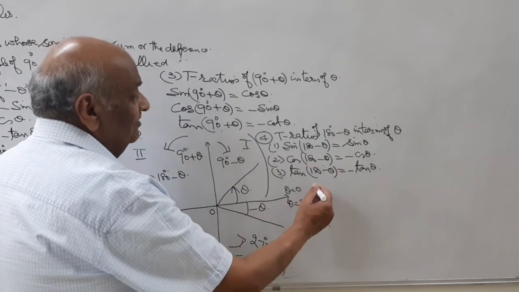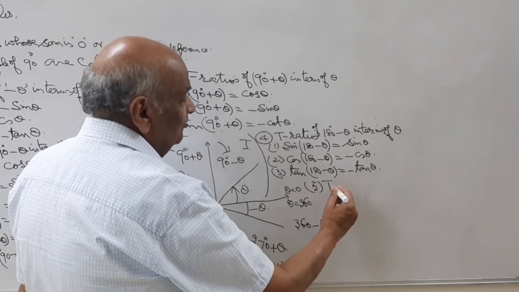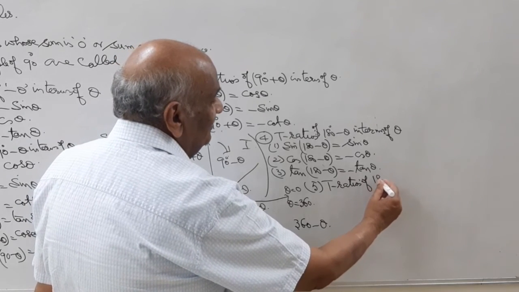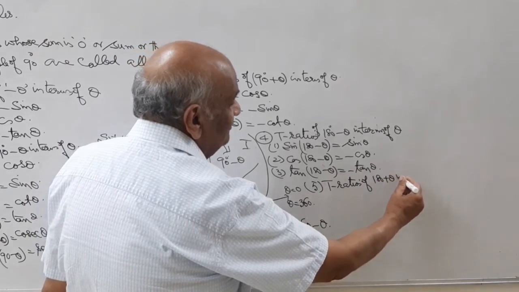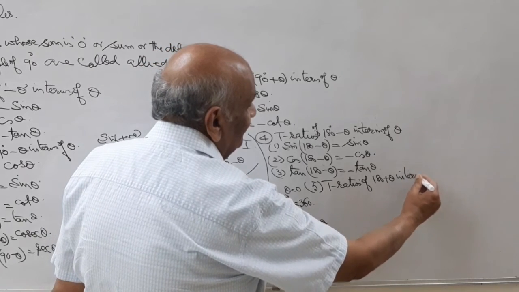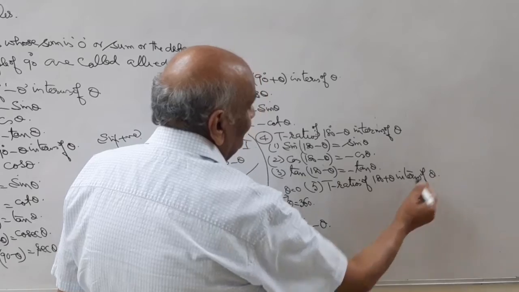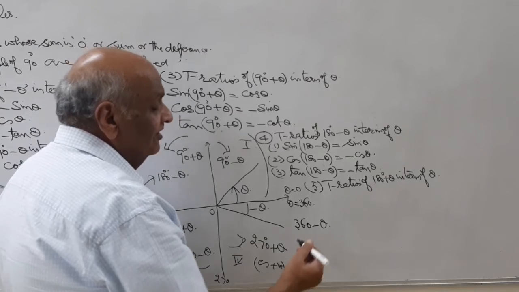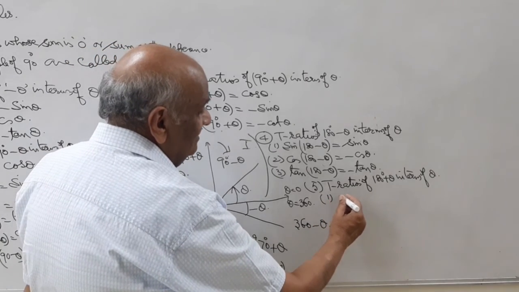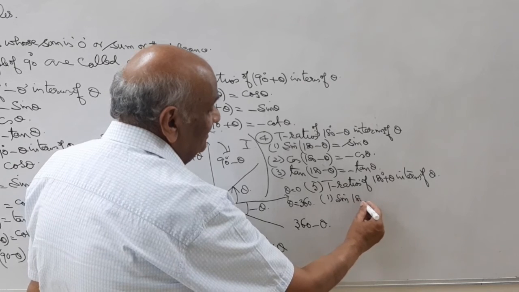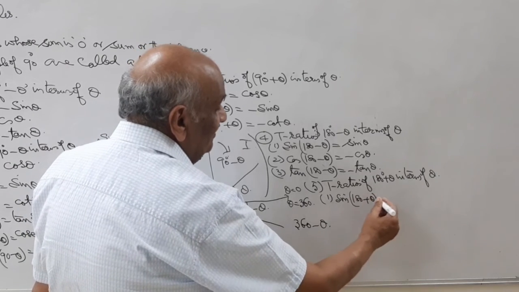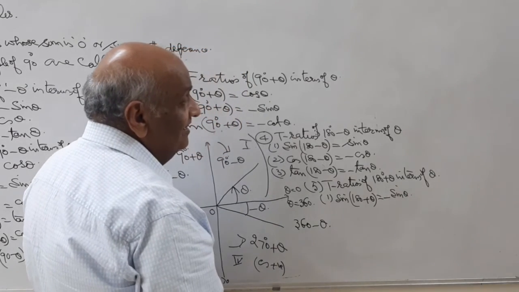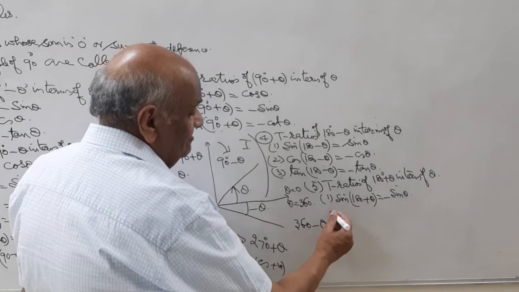Now, the fifth, we have t ratios of 180 plus theta in terms of theta. Now, when you say 180 plus theta, it means you have entered the third quadrant, and here tan is positive. Sine 180 plus theta will be equal to minus sine theta. Of course, it will be minus because it is an even multiple of 90.